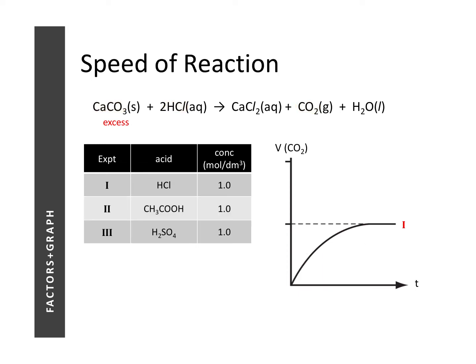Now, a typical question then goes on to give you two other acids, and then you are required to draw the graph that will be obtained with each acid. Another feature of such a question is that the concentration of the other acids that are given is usually the same as that for the original acid. So for this particular example, the concentration of all three acids are 1 mole per dm cube.